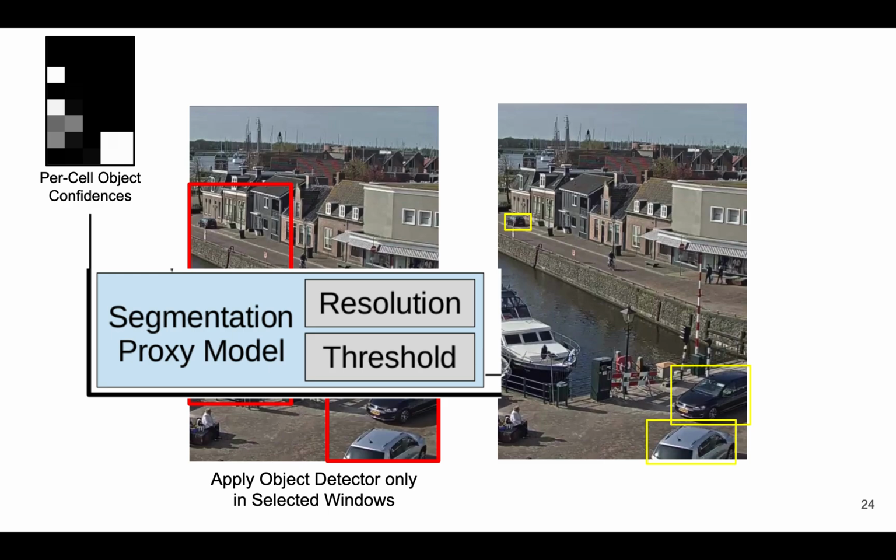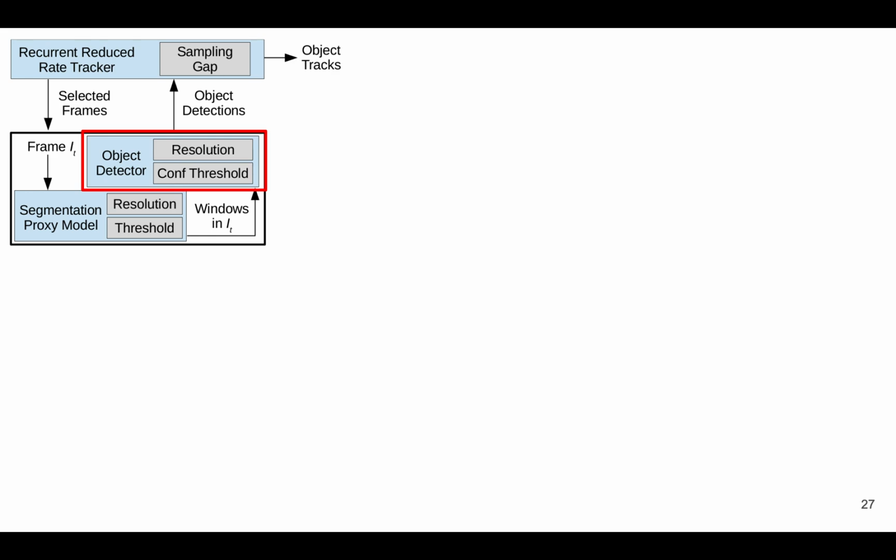The resolution at which we process video through that fast model, and the threshold that we use to convert its confidence scores in every patch of the image into a binary decision about whether or not we need to process that patch through the object detector. So for some frames, if there's no objects of interest, the proxy model might be very confident that there indeed is no patch that contains an object of interest, and then we don't need to run the detector for that frame at all. Right, so that's the segmentation proxy model component.